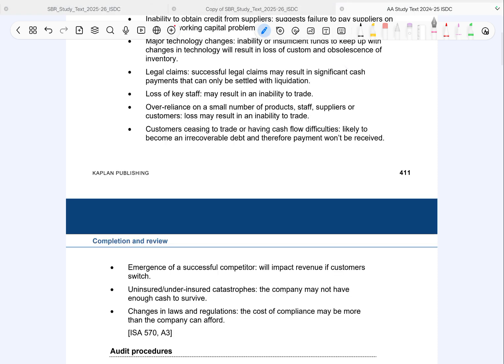Emergence of a strong competitor. If customers start switching, revenue drops. Simple. Uninsured or underinsured disasters. If something happens and there's no proper insurance, the company might not survive financially. And changes in laws and regulations. Sometimes compliance becomes so expensive that the business can't keep up.